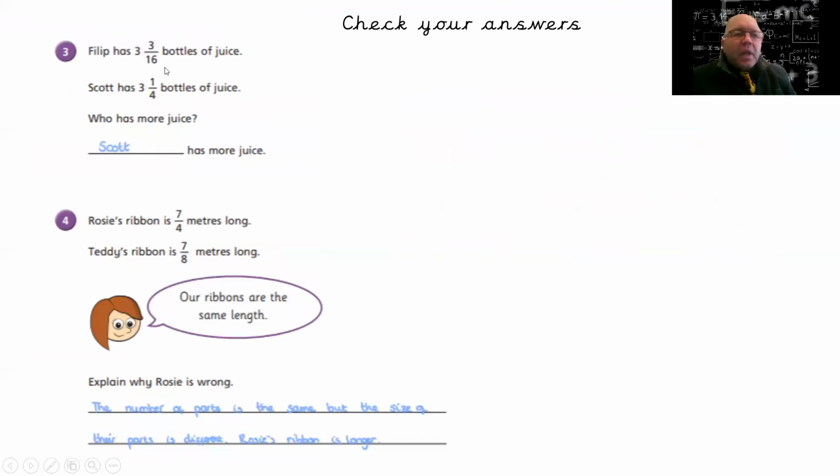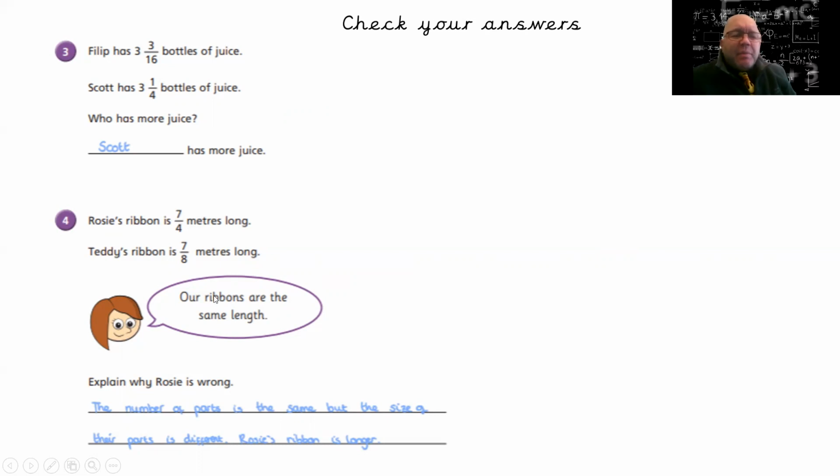Question 3. Philip has 3 3/16 bottle of juice. Scott has 3 1/4. Who's got the more juice? The answer's Scott, but if we work it out, the reason is, and we'll just focus on the fraction, 3/16. So we're going to turn quarter into 16, which is multiplied by 4, which gives us 4/16. So Scott has got 3 4/16. So Scott has got more juice. And finally, Rosie's ribbon.